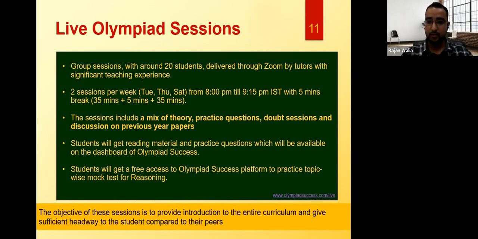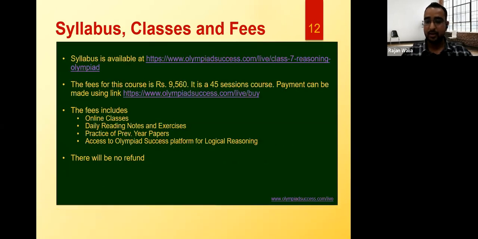And with this course, you will also get access to the Olympiad Success platform for topic-wise mock tests for logical reasoning topics. Okay. Now the syllabus link I will share with you in the chat box. The fees for this course is 9,560, and there will be 45 sessions in this course. The payment link I will share with you in the chat box. The fee includes online classes, daily reading and notes and exercises, practice of previous year papers, and like I said, you will get access to the Olympiad Success platform for logical reasoning topic-wise mock tests.